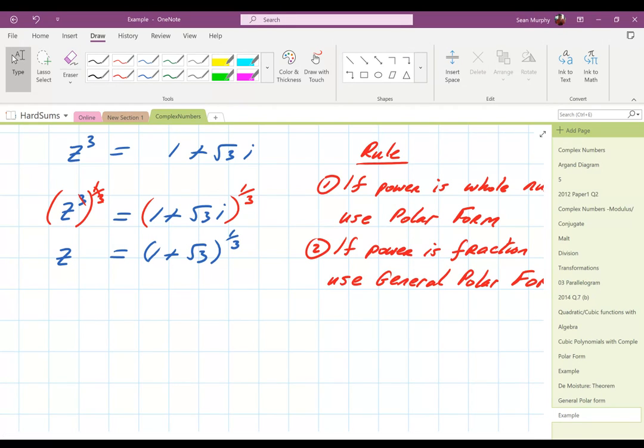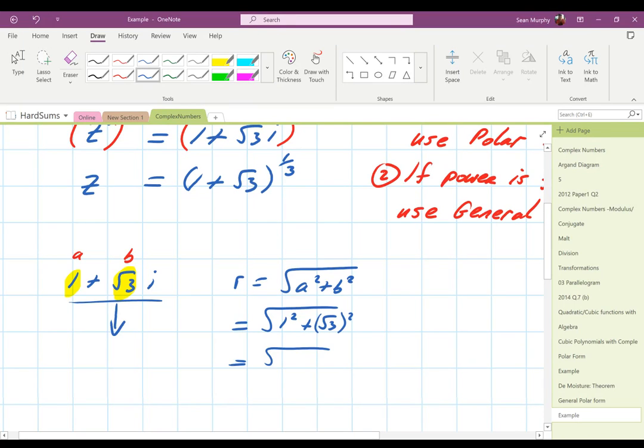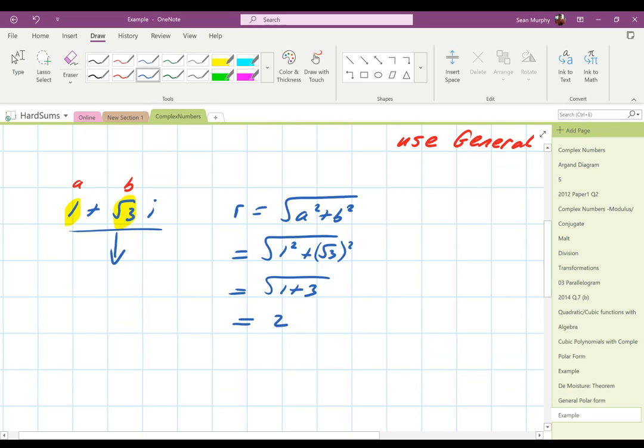We'll write it in polar form first. So if we take that number inside the bracket now, your 1 plus root 3i, just look at that part of it for the moment. And what we're going to do is write it in polar form. So again, there's the a, there's the b. In polar form, the modulus is equal to the root of a squared plus b squared, which is the root of 1 squared plus root 3 squared, which is the root of 1 plus 3, which is root 4, which is 2.